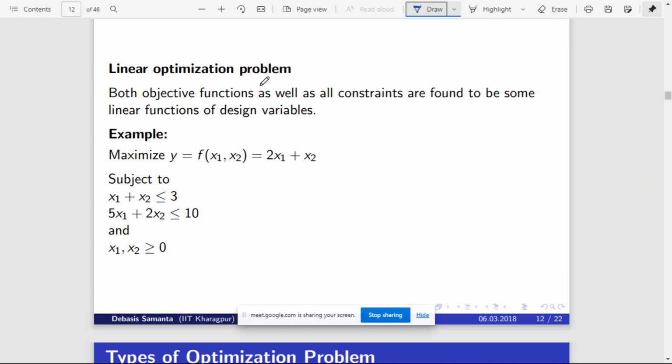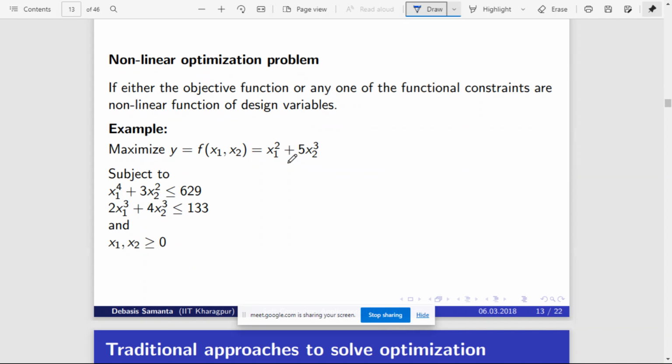And another category is linear optimization problem. If the function is of this form, here this is the mathematical representation of the problem, y is equal to 2x1 plus x2. This type of function is a linear function, it's not a quadratic or exponential function. Solving this type of problem is called linear optimization problem. Whereas this is non-linear, this is not linear, because here something comes in the square, so this is not a linear problem, right?